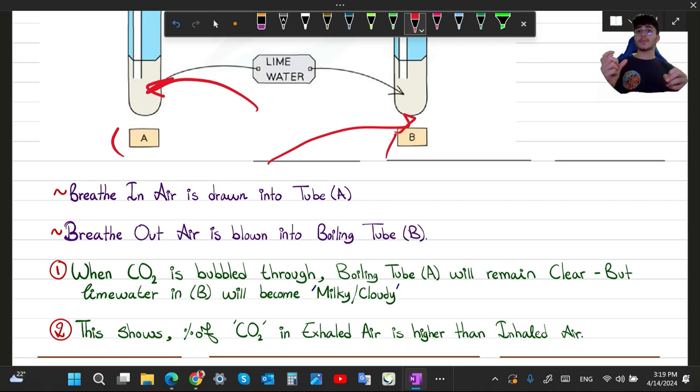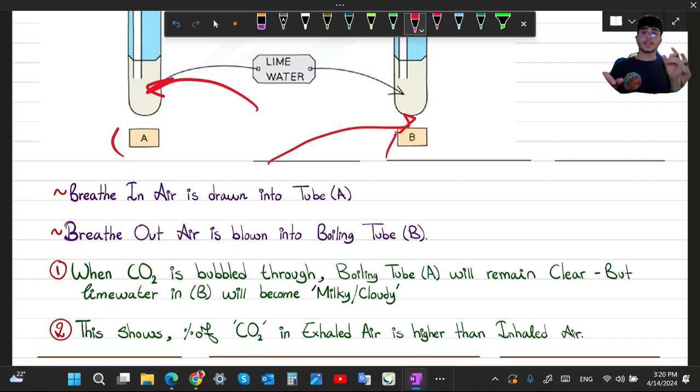When the carbon dioxide bubbles through, boiling tube A will remain clear, so nothing's going to happen. But lime water B is going to become milky and cloudy. So again, we're going to exhale carbon dioxide. Carbon dioxide is going to bubble through both tubes. A will remain clear, B will become milky and cloudy.